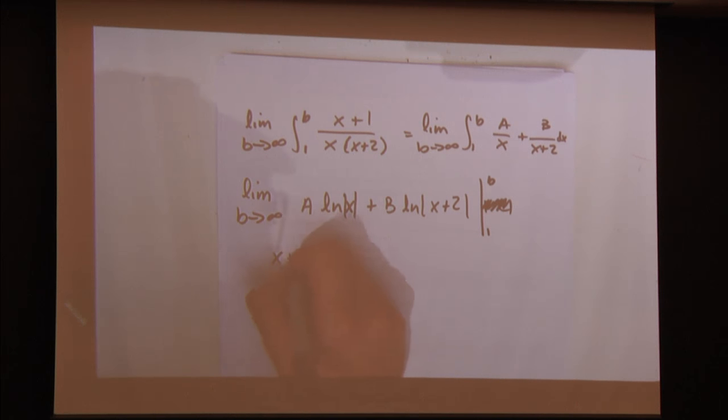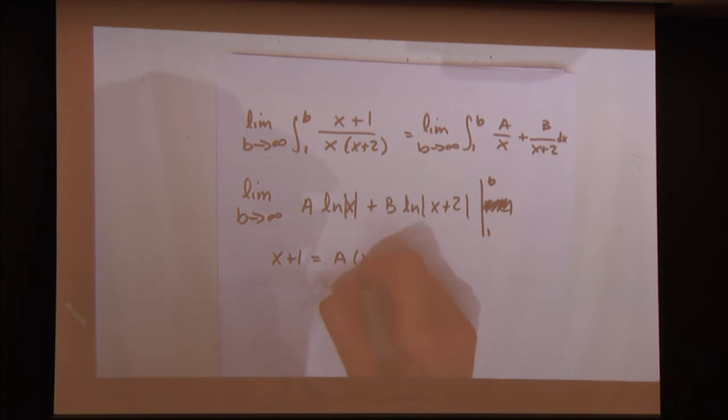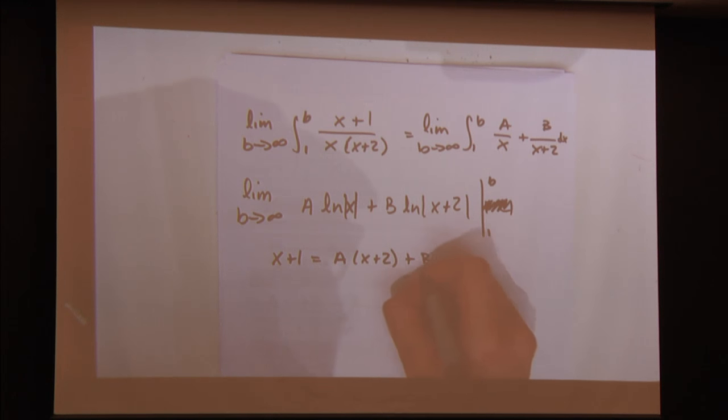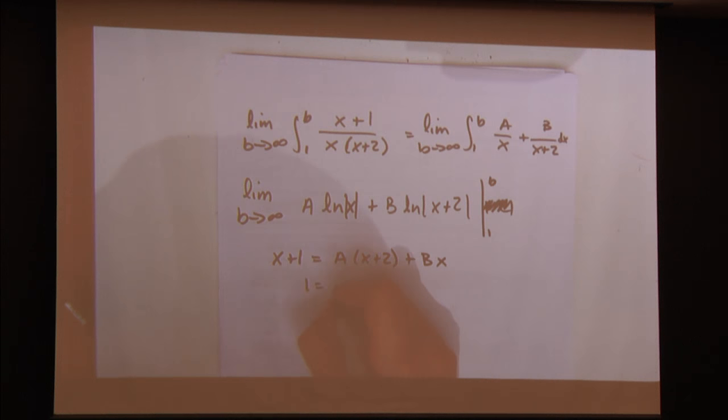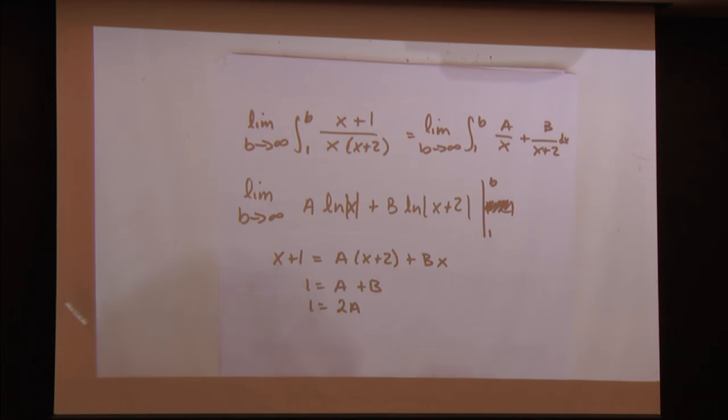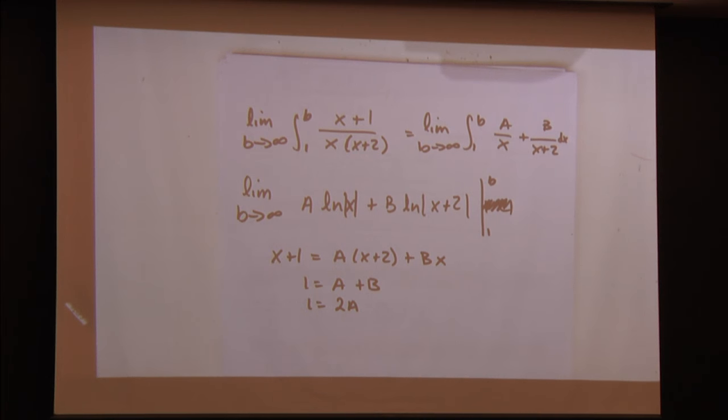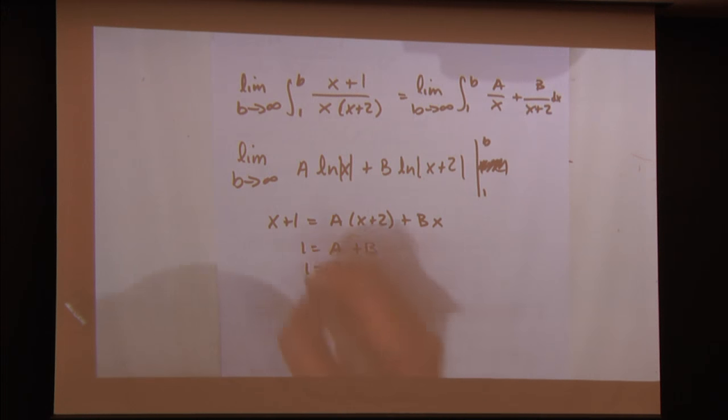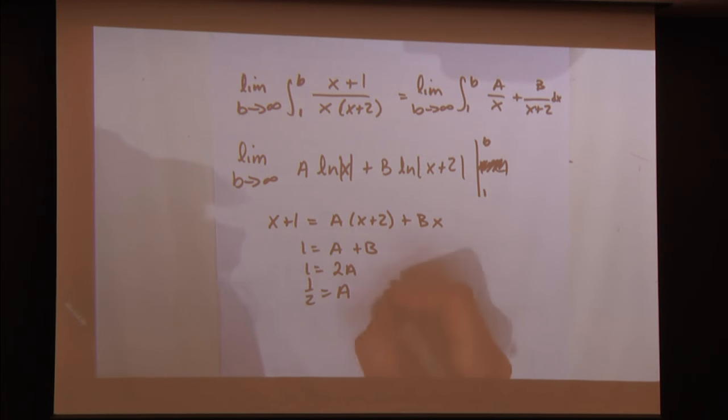I know that x plus 1 is equal to a times x plus 2 plus bx. So 1 is equal to a plus b, and then 1 is equal to 2a. You all cool with that? It's okay if you're not. Therefore, I know that 1/2 is equal to a. Therefore, 1/2 is also equal to b.